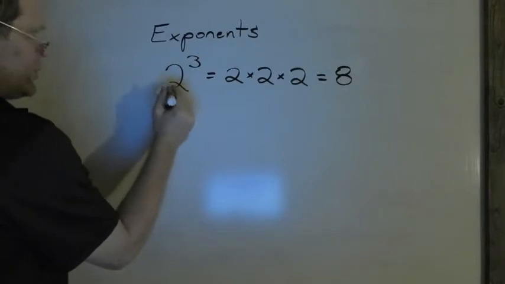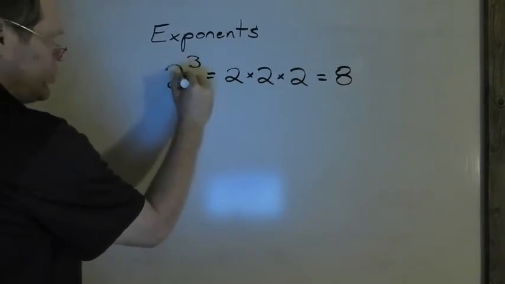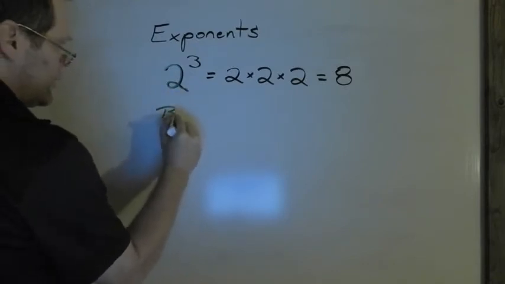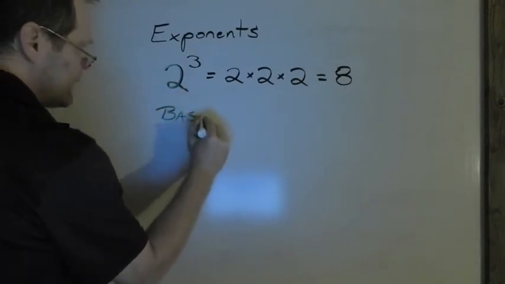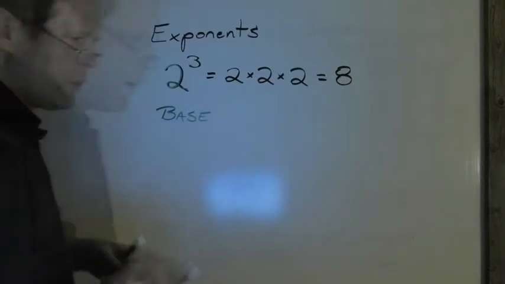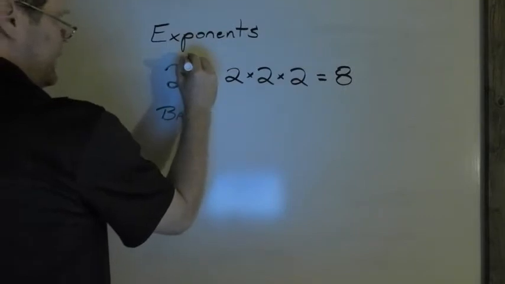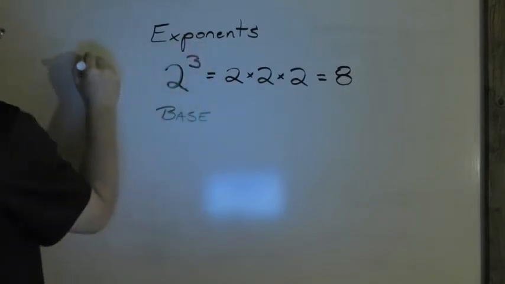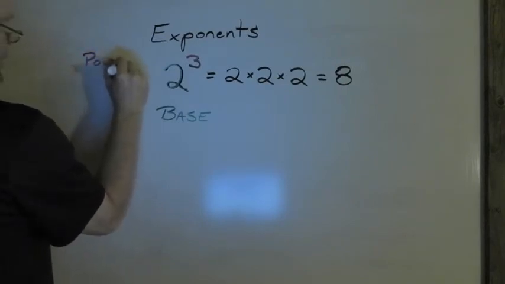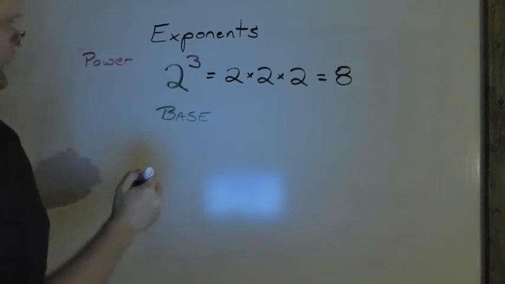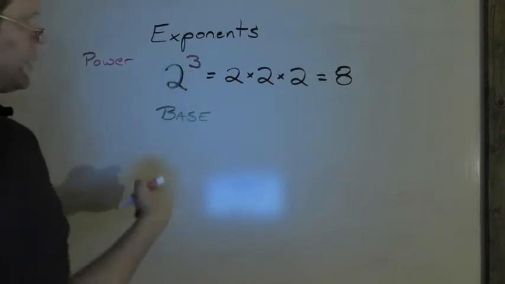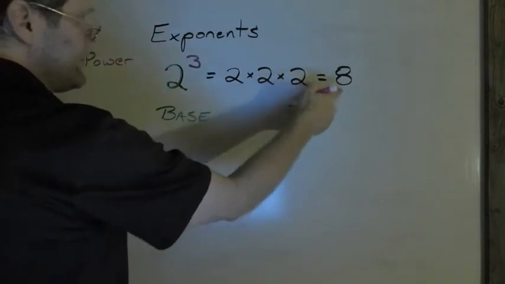We have here the 2, and the 2 part here we many times will call the base. We also have the 3 up here, and we can call that the power. So this is 2 raised to the third power. That gives us 2 times 2 times 2 is equal to 8.